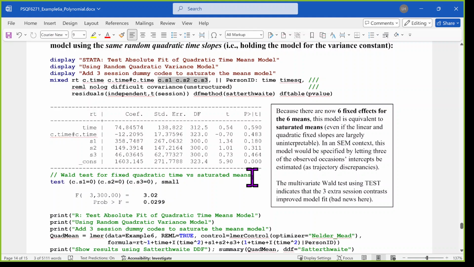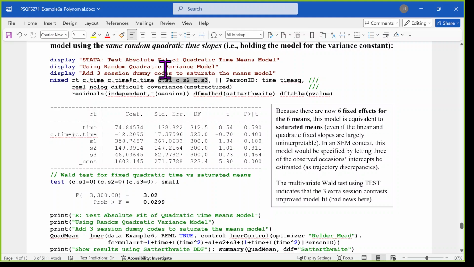These are the dummy codes that we added at the very beginning. They are literally, if it's session 1, it's 1, and otherwise it's 0. If it's session 2, it's 1, and otherwise it's 0. I am essentially filling in the holes to get back to what is functionally a saturated means model, because now I have 6 parameters. I have intercept, linear, quadratic slopes, and then I have these 3 dummy codes. That is going to perfectly reproduce the 6 means.